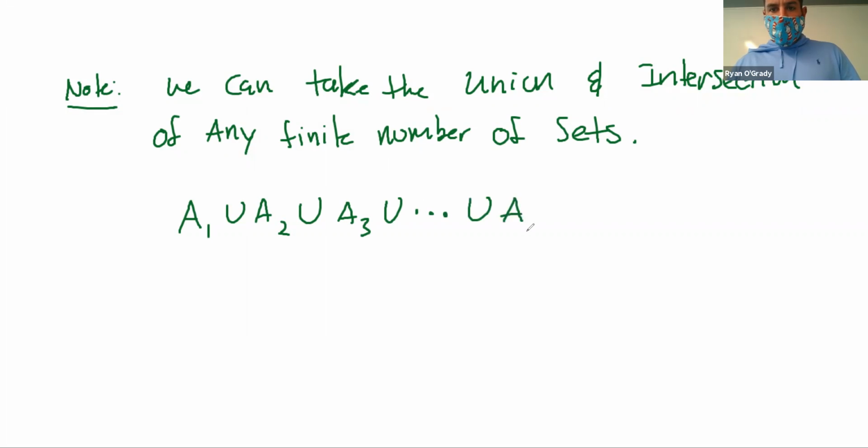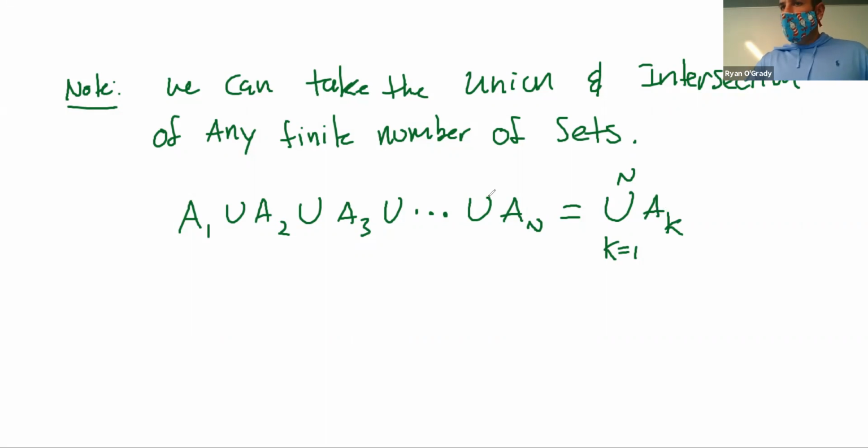All the way up to some number n. We have this shorthand notation that this is the union, k goes from 1 to n of A sub k. So this notation should be similar to many of you, analogous, at least, to when we did summation notation in calculus. And then, of course, we can do the intersection as well.